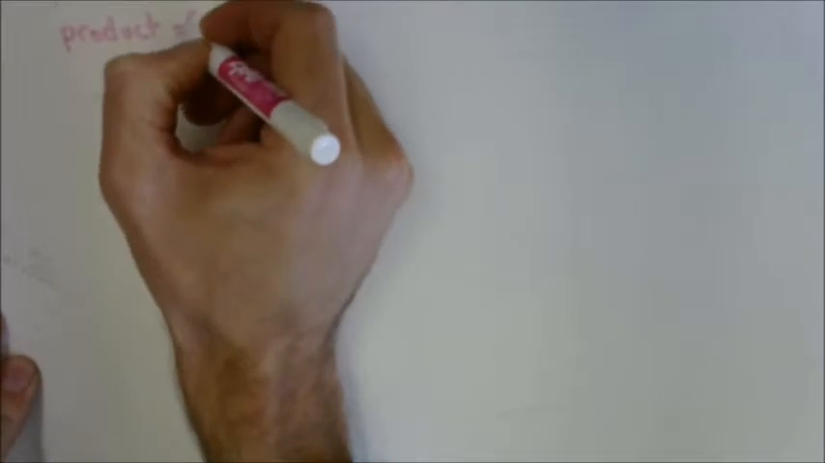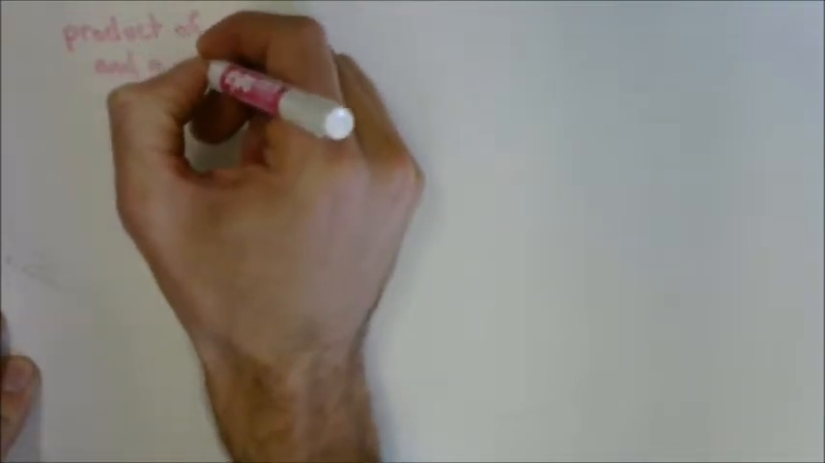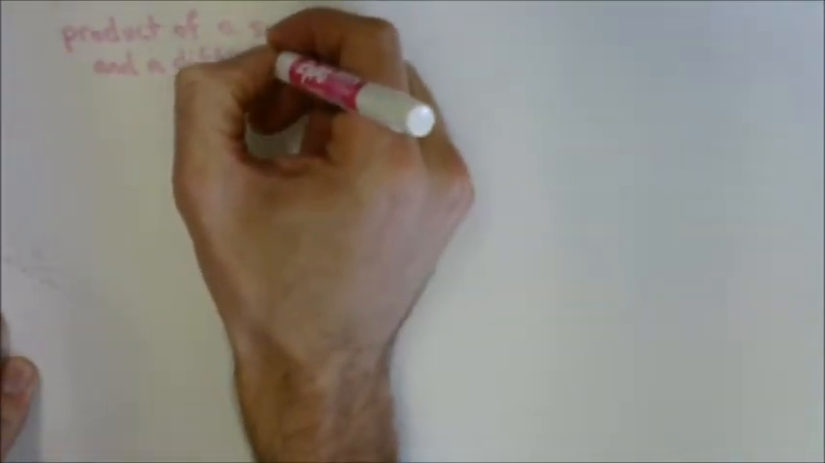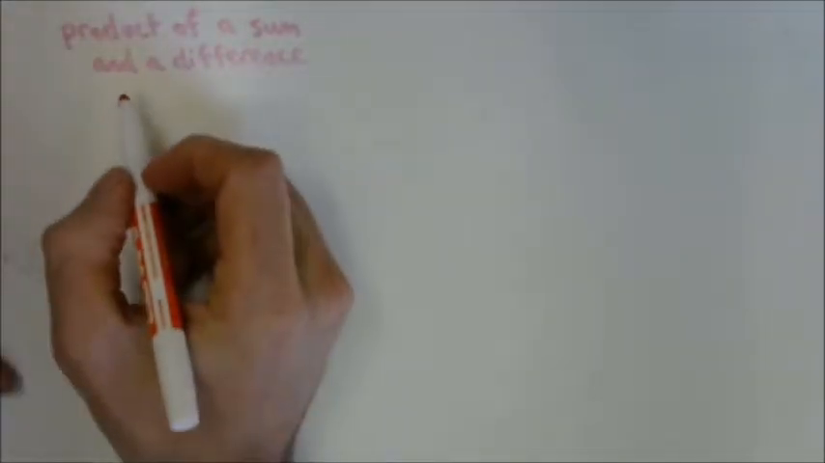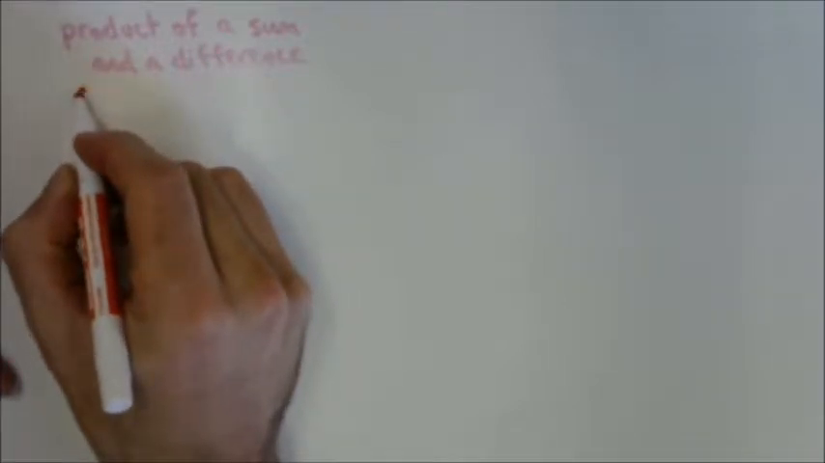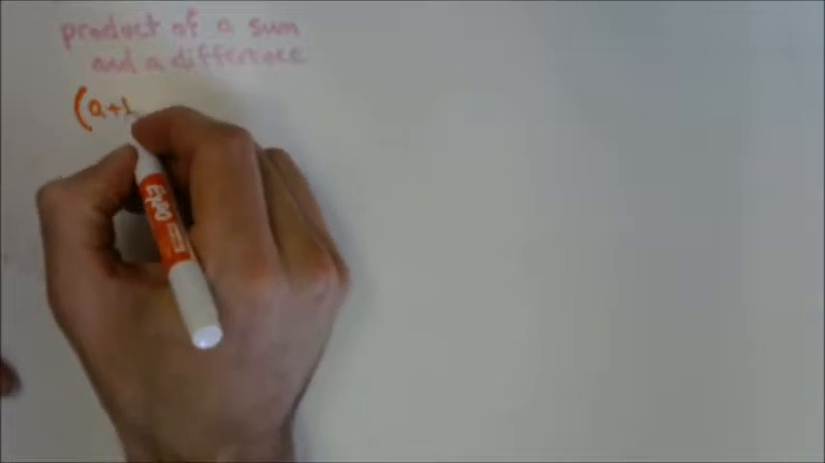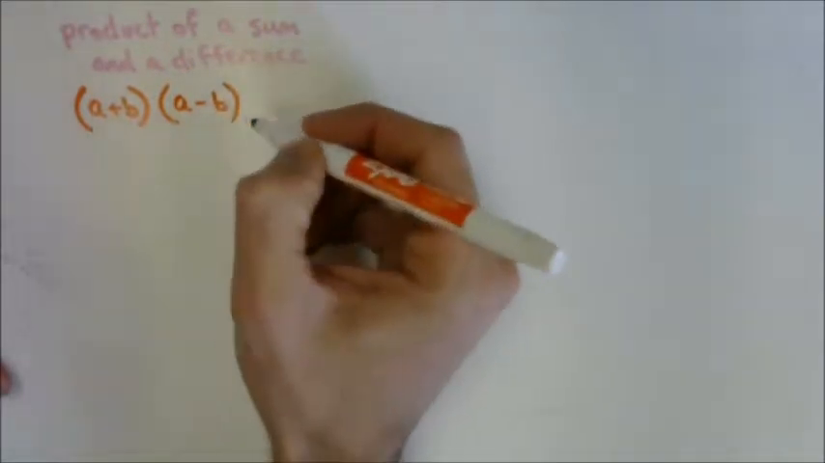Okay, your page is split into two columns. Here's what I'd like you to write on the left column at the top: the product of a sum and a difference. What does that mean? Well, a product is when you multiply things together, and the sum and difference represent what's inside the binomial. So one of our two binomials is going to be a sum, a plus b, and the other binomial is going to be a difference, a minus b.